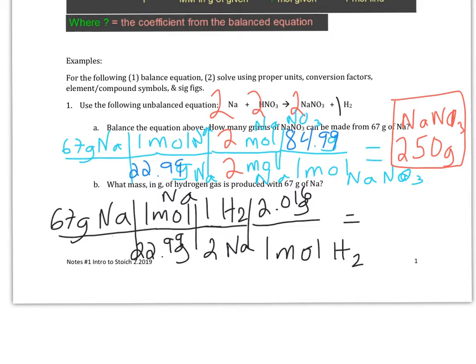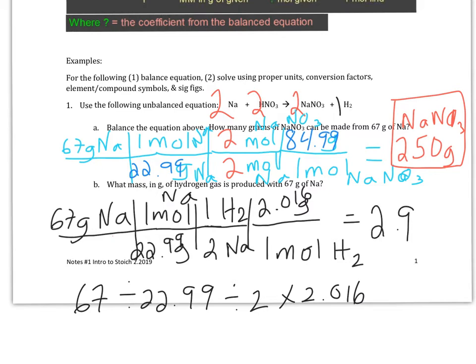In my calculator, I'll do 67 divided by 22.99. I'm going to ignore the times 1, but I'll do the divided by 2 because it's on the bottom. Then I'll do times 2.016. And if you do some mental math, you might be able to do this. Maybe, maybe not. In your calculator, I'm not sure what your raw answer is, but you have to round it to 2 sig figs, and it's 2.9 grams of hydrogen gas.